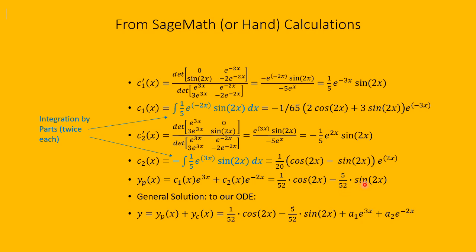So the general solution to our ordinary differential equation, our general solution y, is the particular solution plus the complementary function, the solution to the corresponding homogeneous equation. So we get y sub p, which is these two terms, and then the complementary function is an arbitrary constant times e to the 3x plus an arbitrary constant times e to the minus 2x.